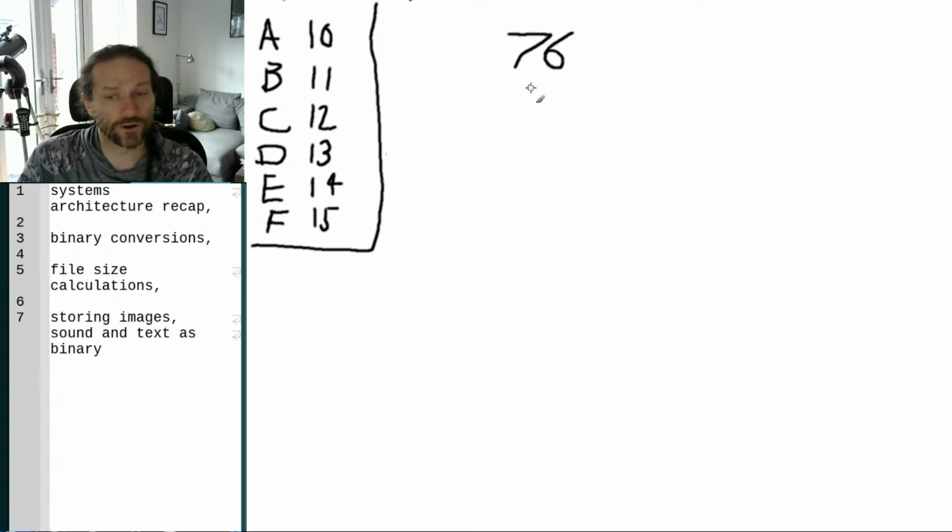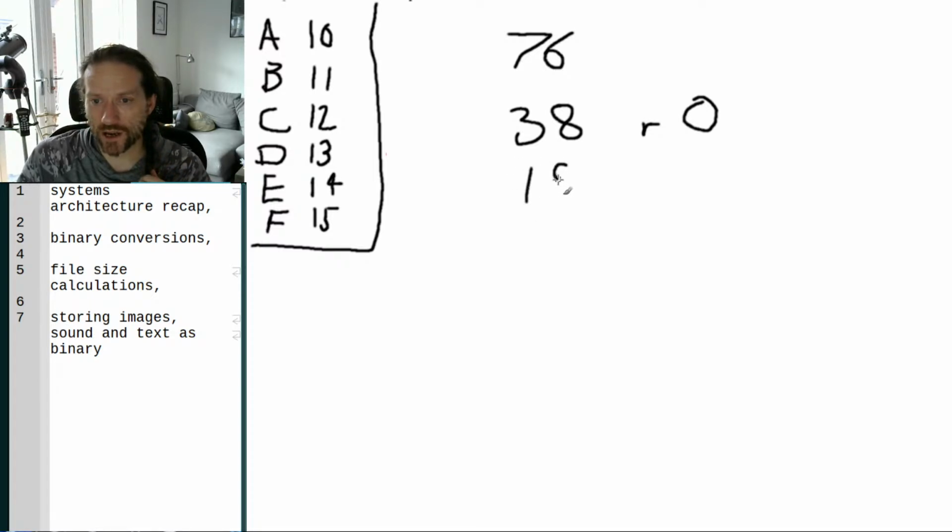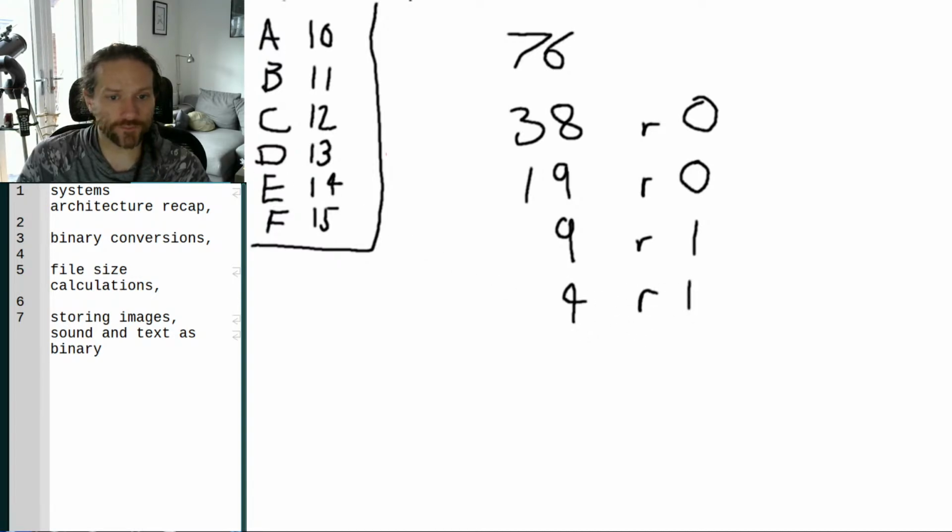So same deal applies. First of all, divide by 2. 76 divided by 2 is 38. Is that right? 38 remainder 0. 38 divided by 2 is 19 remainder 0. 19 divided by 2 is 9 remainder 1. And 9 divided by 2 is 4 remainder 1. Okay, so we end up back in this situation.